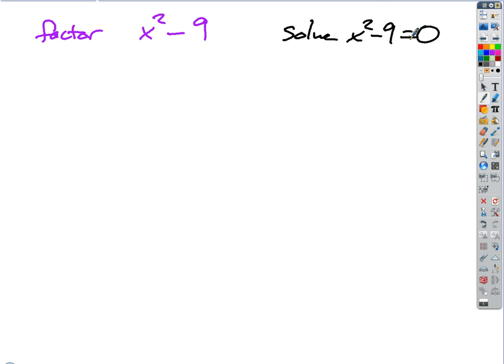All right, well, how could we deal with something like, for example, let's say we want to factor x squared minus 9. Remember how that factors? Now, we solved that. If we wanted to solve x squared minus 9 equals 0, what would we do? Add, good, we'd isolate x, add 9 and square root both sides, right? Okay, does that make sense?